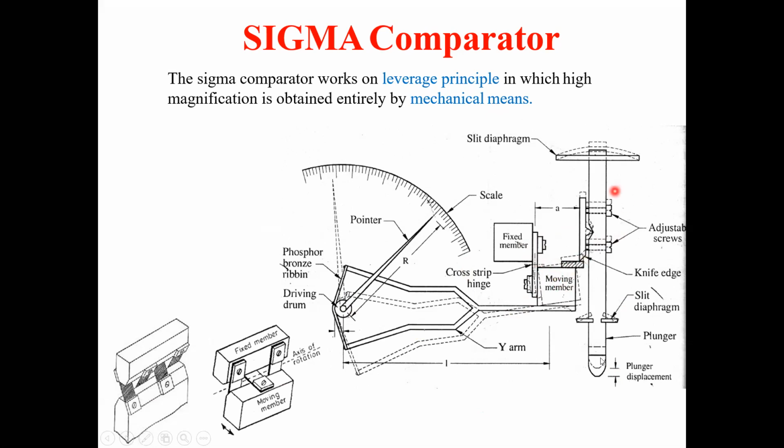And if you observe here, this is a plunger, and the plunger is placed in the slit diaphragm, and it is adjustable. That means the knife edge is there. This knife edge is attached to the plunger. It can be adjusted in order to move up and down, in the vertical direction. It is a slit diaphragm.